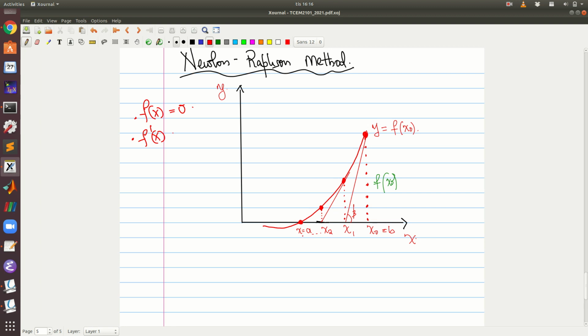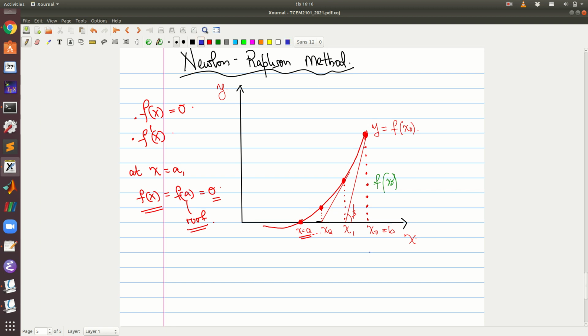So if we come here, we can see that at x equals to a, we can say that f of x, which is equal to f of a, equals to 0, because it is cutting here. It is on the x-axis. This point x equals to a is on the x-axis, and therefore we say that a is the root of this equation f of x equals to 0.